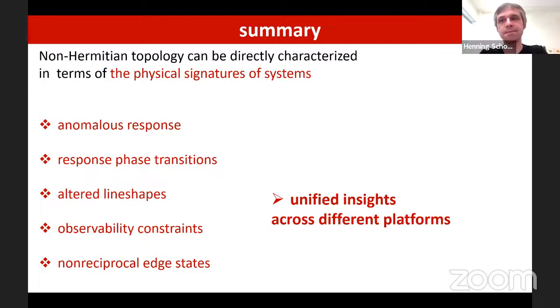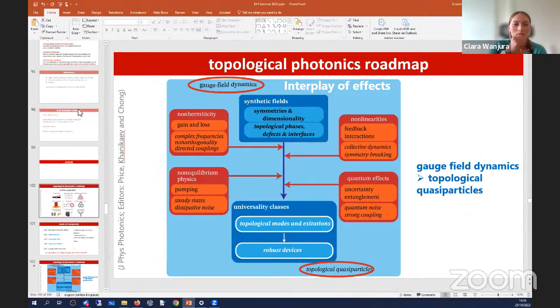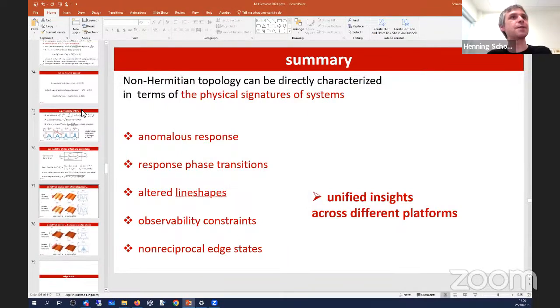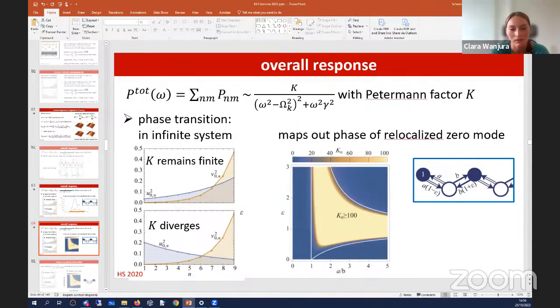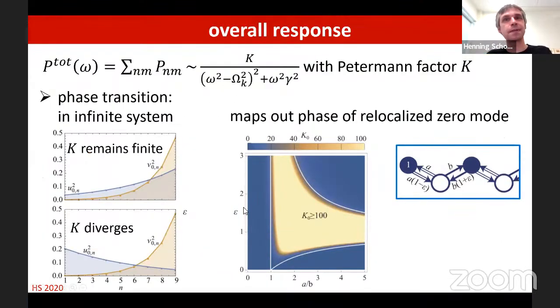Mm-hmm. So in the system that I studied, the Petermann factor actually diverges in the thermodynamic limit. So it is very large. If you take a finite system, the phase transition really distinguishes a system in which you have no directed amplification and a system with directed amplification. I really should jump to this slide. And the Petermann factor really diverges in this region as you make the system large. And it has a very simple explanation because it's the overlap of the right and the left eigenstates.